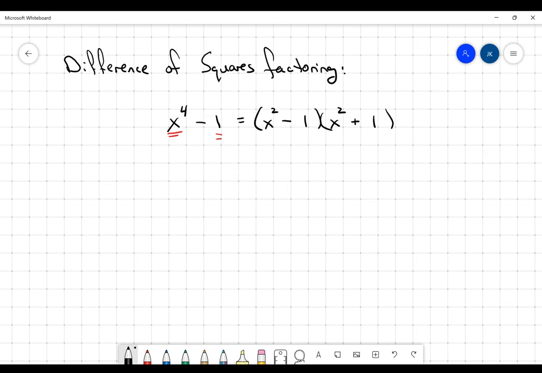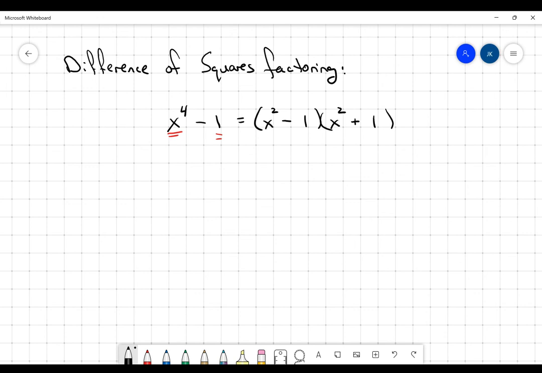But the trick with this question is that now that I'm done, I need to look at my factors and take one extra little look here. Did I create another difference of squares? And the answer is yes, I did. Now, not that second factor, not that x squared plus 1. That's a sum of squares, and that I'm not going to be able to factor nicely using real values here.